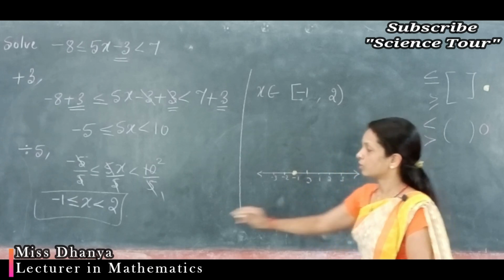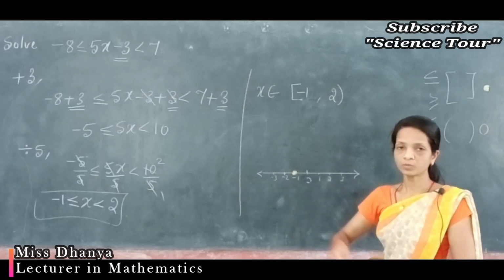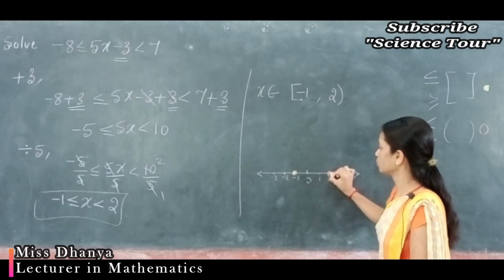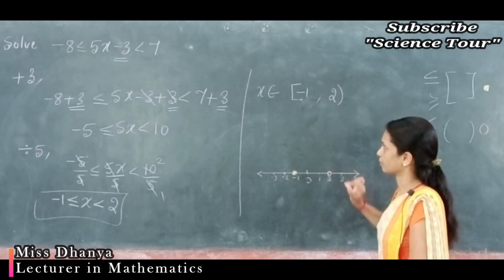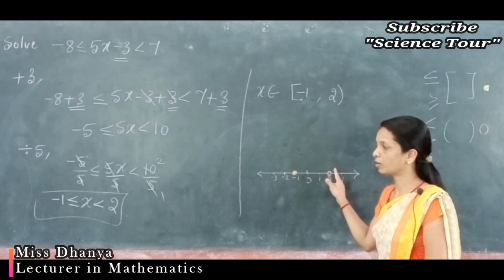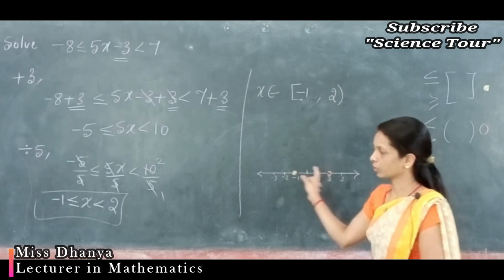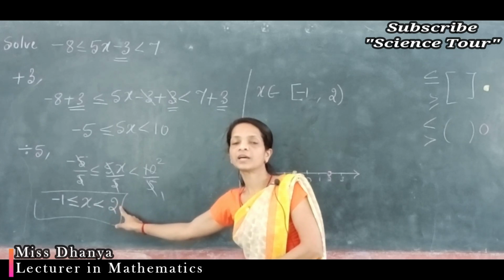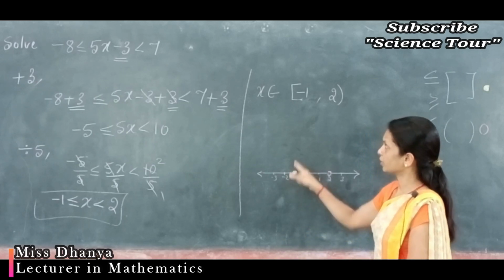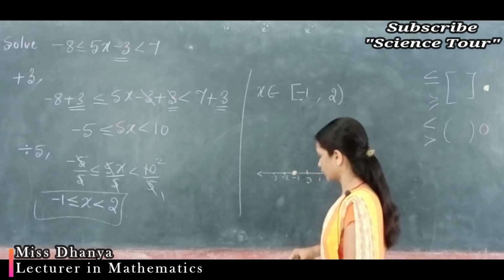Okay, and you got the number 2 in this solution. So at 2, you observe which symbol is there on the 2 side? A strict symbol is there. So at 2 you have to draw an open circle, and the solution is from here to here, from -1 to 2. You can take any number except this 2. The strict symbol at 2 indicates that, except for that point, you can take any number in this interval as a solution of that inequality.